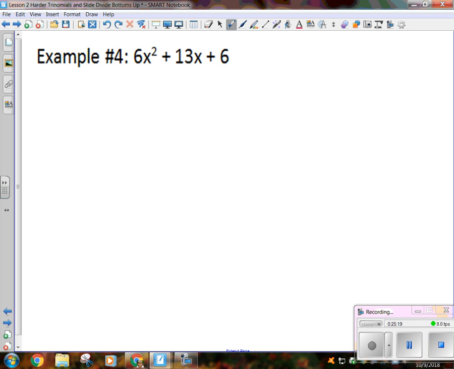Let's do the last example. Is there a greatest common factor in 6, 13, and 6? No. Okay, I'm going to do slide, divide, bottoms up. First thing I want to do is take the A and the C and slide them together. What's 6 times 6? 36. So I multiplied two numbers and got 36. Top of an X puzzle. 13 goes on the bottom, and I'm going to mentally add to get 13.